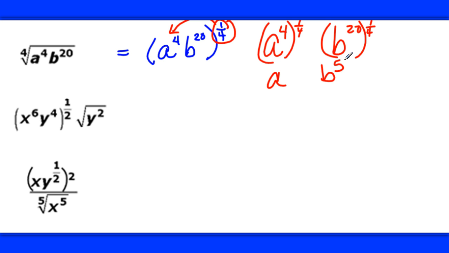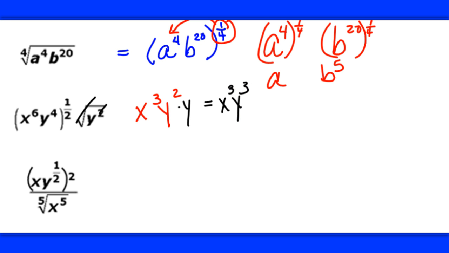See how easy that is? And basically what you're doing is you're dividing this number by the index. 4 divided by 4 is 1. 20 divided by 4 is 5. That's what you're doing. Okay? So here, you can do it several different ways. You can apply this. 6 times 1/2 is x to the 3rd. Y to the 4th times 1/2. 4 times 1/2 is y squared. This is the square root of y squared. Another little trick to learn is that a square root and a square cancel each other out, so that's a y. Clean this up by putting these y's together, and you get x cubed, y cubed.